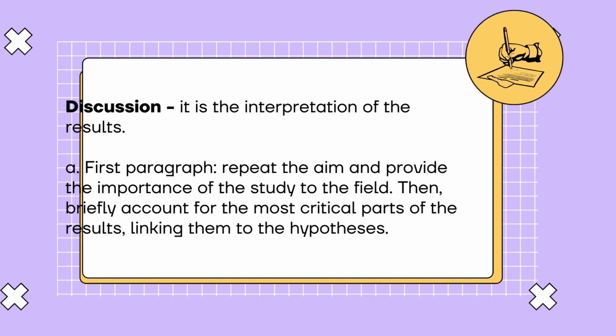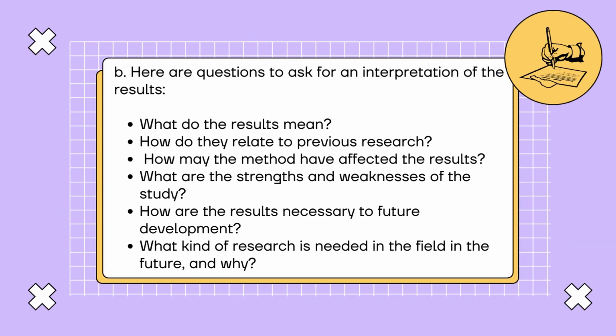Here are the questions to ask for an interpretation of the results. First is, what do the results mean? Second, how do they relate to the previous research? Third, how may the method have affected the results? Fourth, what are the strengths and weaknesses of the study? Fifth, how are the results necessary to future development? And the last one is, what kind of research is needed in the field in the future and why? So this is the part where you should discuss and use the sample questions to guide you on analyzing the results of your research or study.